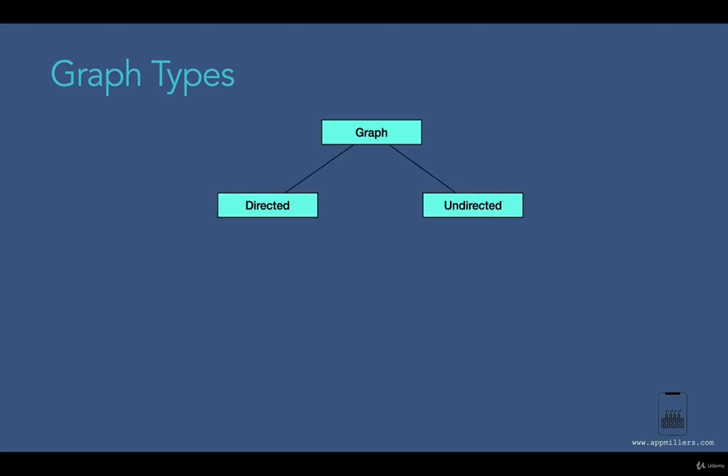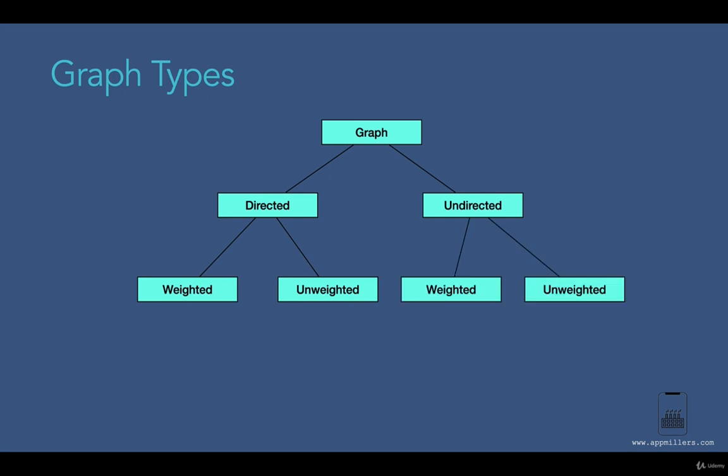Now in this lecture we are going to talk about graph types. Generally, graphs can be categorized into two categories. In the first category it is directed graph, and in the second category it is undirected graph. Now if we go one step further, directed graphs can be weighted graphs and unweighted graphs, and undirected graphs also can be weighted graphs or unweighted graphs.